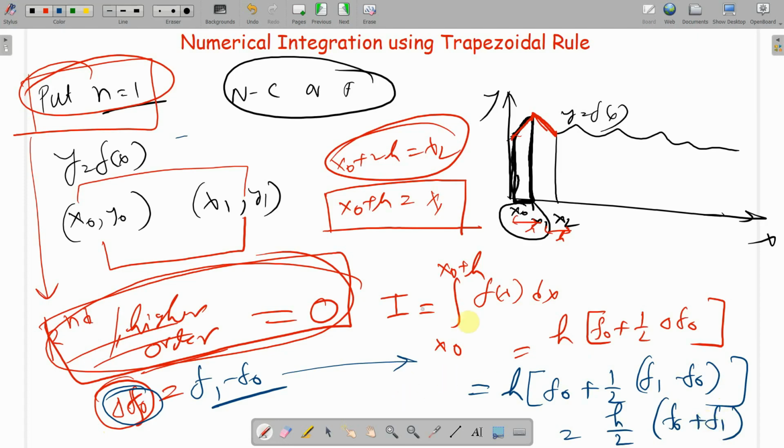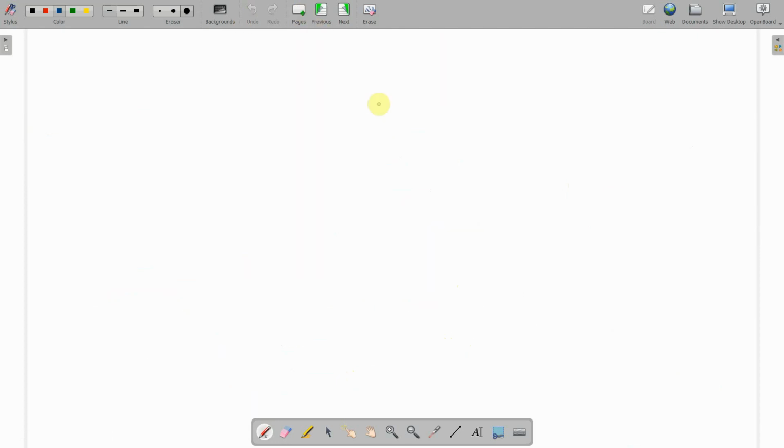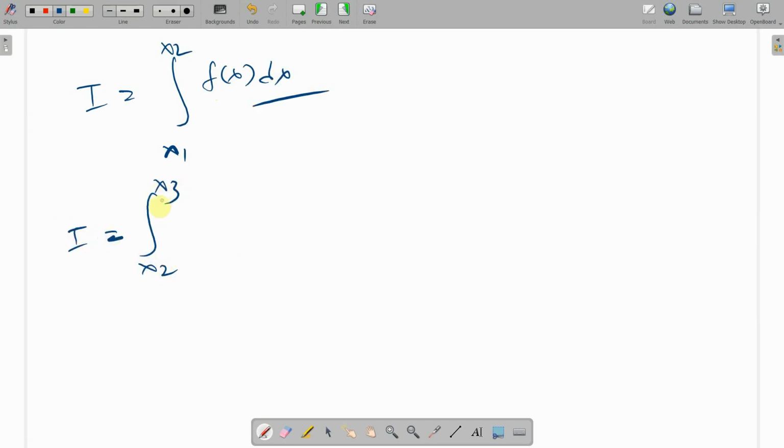सो ये वैल्यू हो गया तुम्हारा x0 x1 के बीच में. Now what will happen if you want to calculate or if you want to integrate, or if you want to find the same area or same condition I value for in between x1 and x2, x1 और x2 के बीच में कैसे तुम निकालोगे, क्या होगा? I'll be writing I equals to x1 to x2 fx dx, x2 x3 के बीच में क्या होगा, x2 x3.